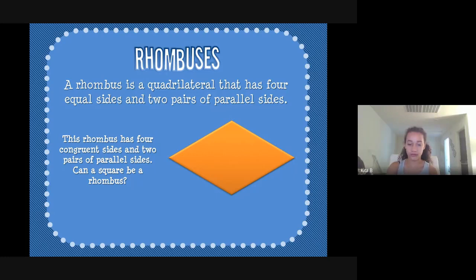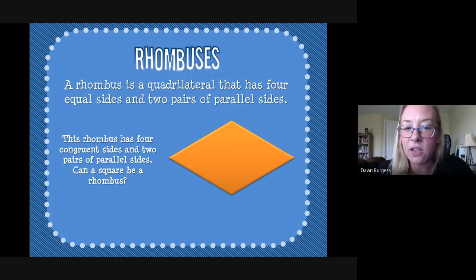A square. Yeah, it sounds exactly the same as a square, right? So the only difference with this is the right angles. We don't have 4 right angles here. It says the rhombus has 4 congruent sides and 2 pairs of parallel sides. So could a square be a rhombus?